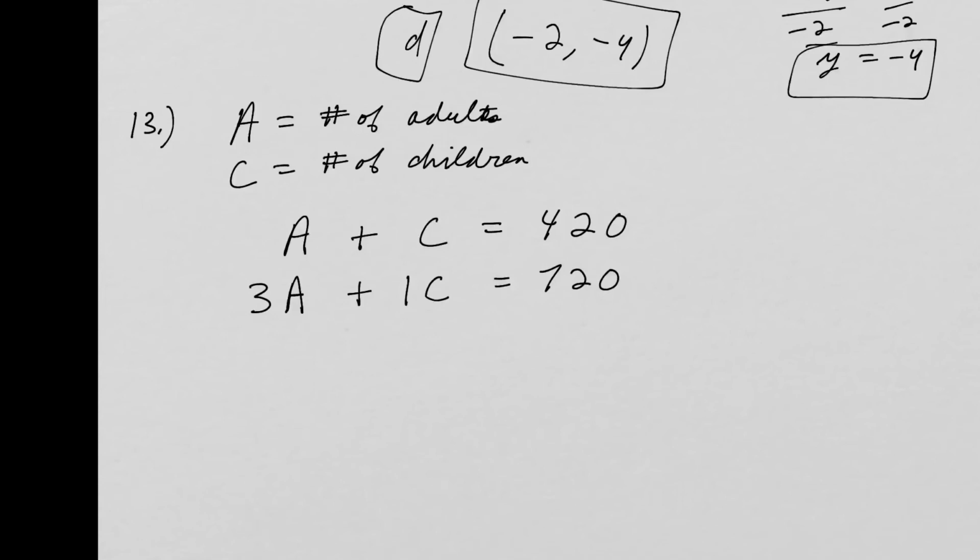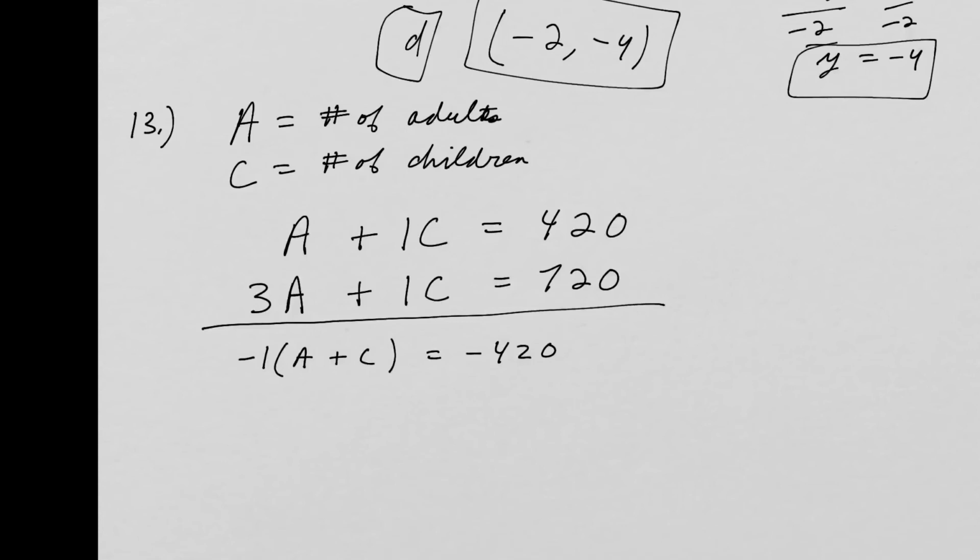Okay, so this is really set up to use elimination. Let's start by eliminating the C. We could do either, but the C. So since I have, remember this is really a plus 1, right? Since I have 1 and 1, I want to make one of them a negative 1. So maybe I'll make the first one a negative 1. So I'll multiply that first equation by negative 1, both sides. Therefore, the coefficient of the C will be a negative 1. Okay, so if I distribute a negative 1, I have negative A minus C is equal to negative 420.